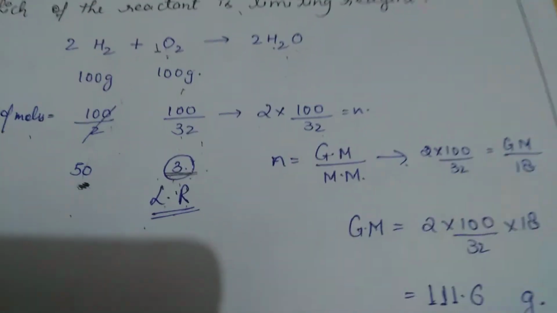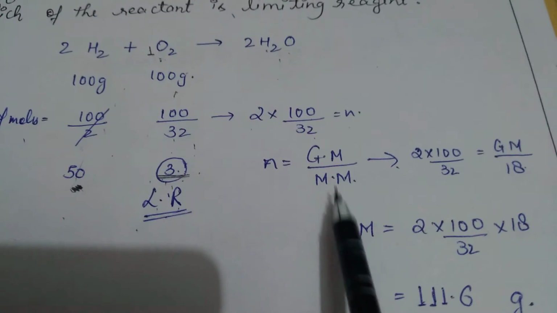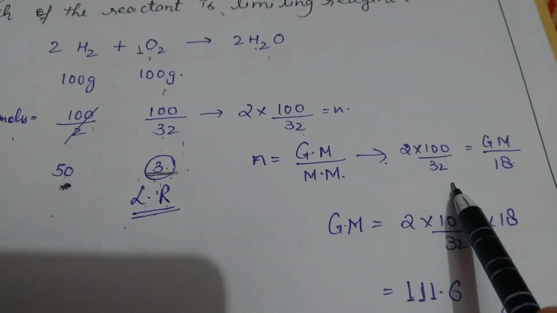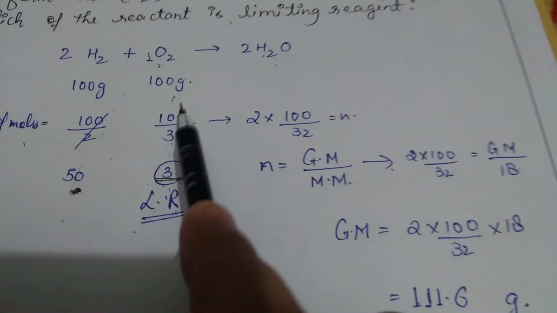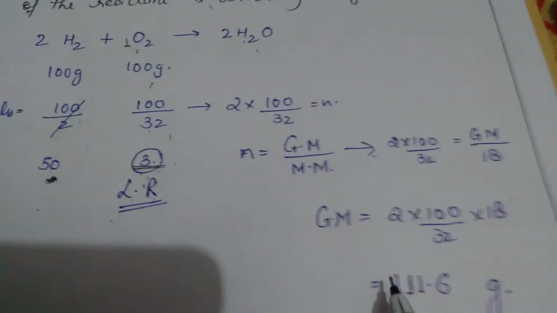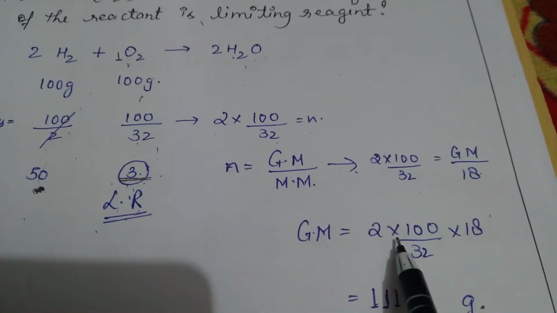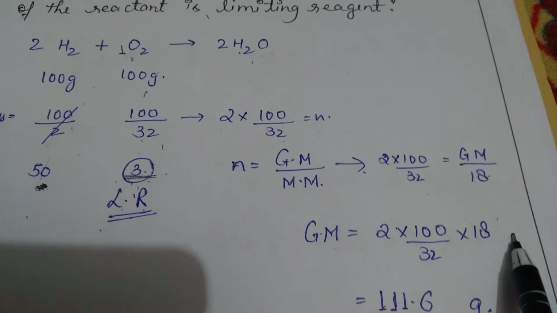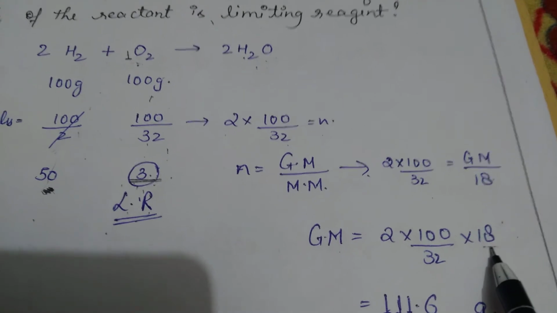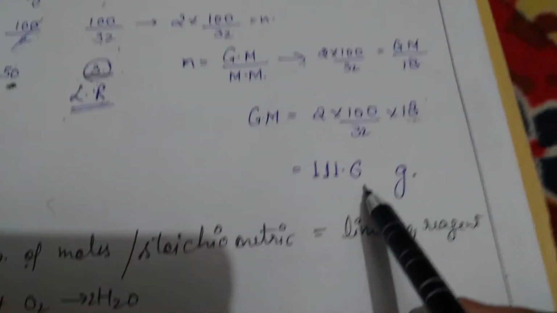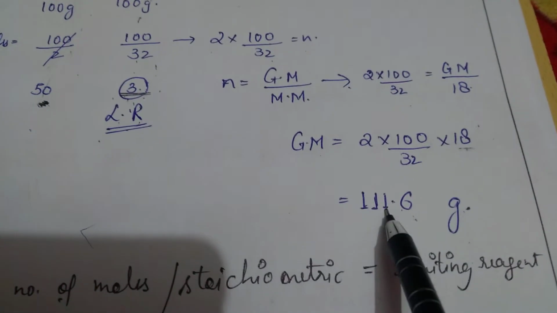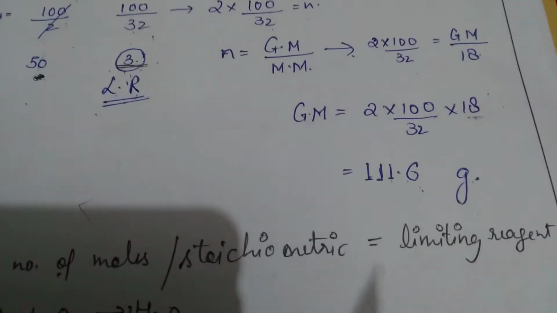Okay, now we know the formula for the number of moles, that is given mass upon molar mass. The number of moles we have found is 2 into 100 upon 32, and the molar mass of water is 18. So now we will apply the formula for given mass, that is number of moles into molar mass. So the number of moles is 2 into 100 upon 32, into the molecular mass of water, that is 18. So we will get the answer, that is 111.6 gram.